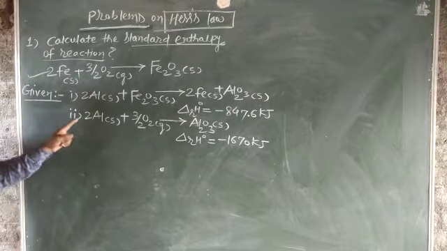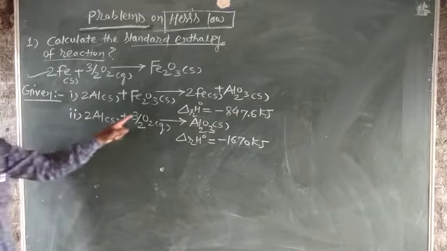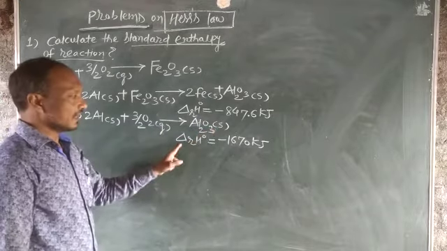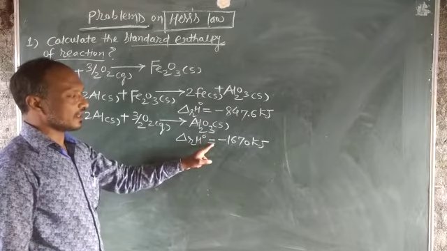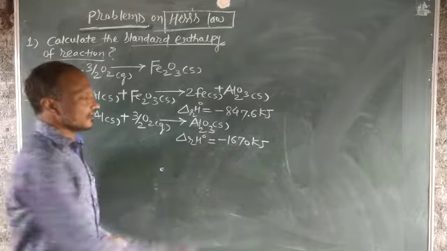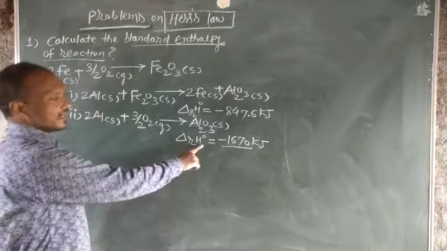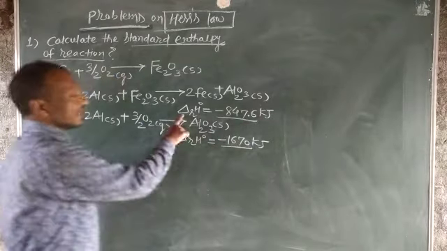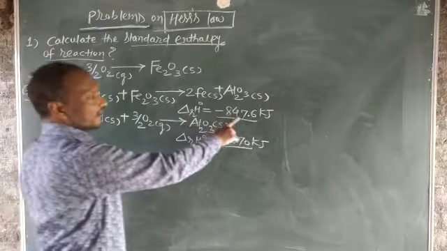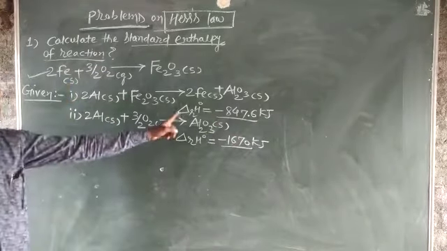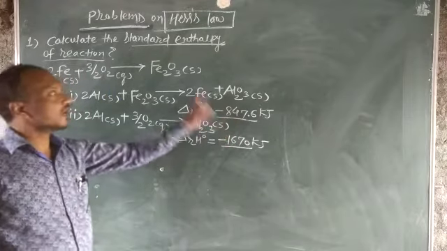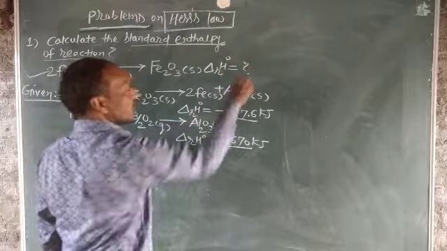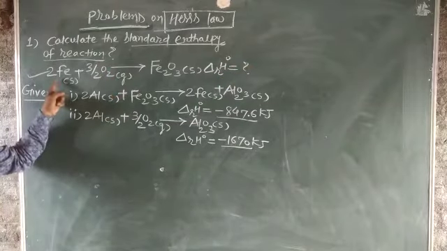Equation 2 is given. Equation 2 is 2Al solid plus 3/2O2 gas. It forms Al2O3 solid. The delta rH naught is also given for that: minus 1670 kJ. For this reaction, delta rH naught is minus 1670 kJ. And for this reaction, delta rH naught is also given. It is minus 847.6. We have to calculate the delta rH naught for this reaction. What will be the delta rH naught for this reaction?